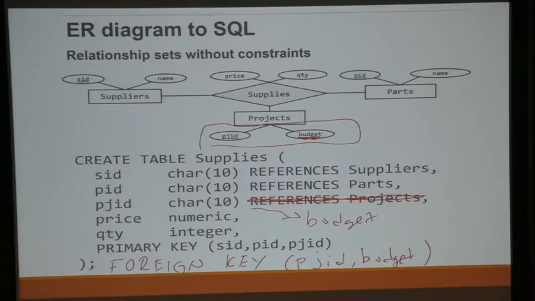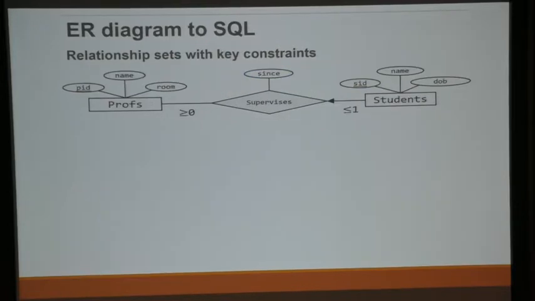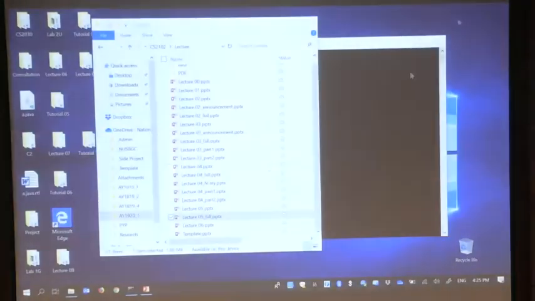So this is the coloring. Now we look at what happens if there is a constraint. So this is a key constraint. Oh, actually, before that, let's do a demo. I forgot that I have uploaded the SQL, lecture 4 SQL.